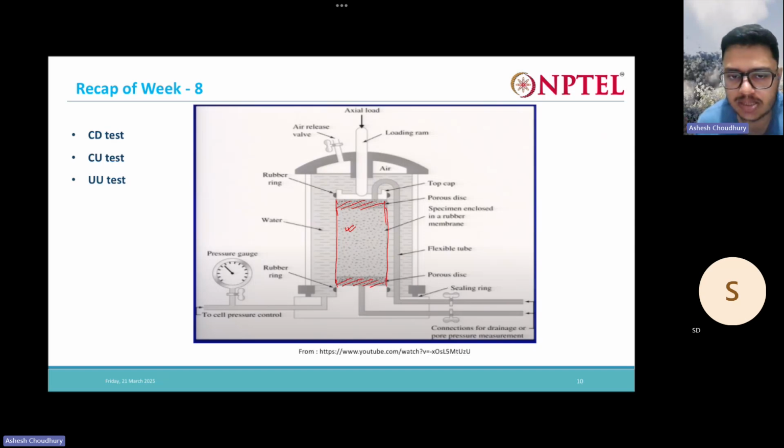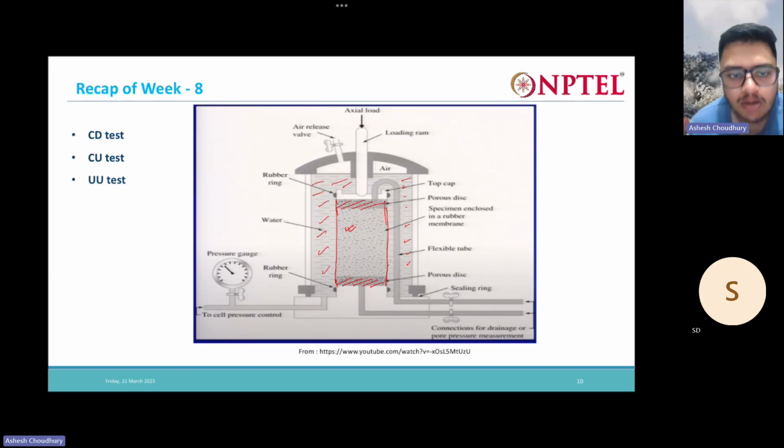Okay, we have put some porous disc so that water can easily enter or exit from the soil specimen. Then we have water all around the sample. This water actually helps to apply the confining pressure, equal pressure all throughout the sample.